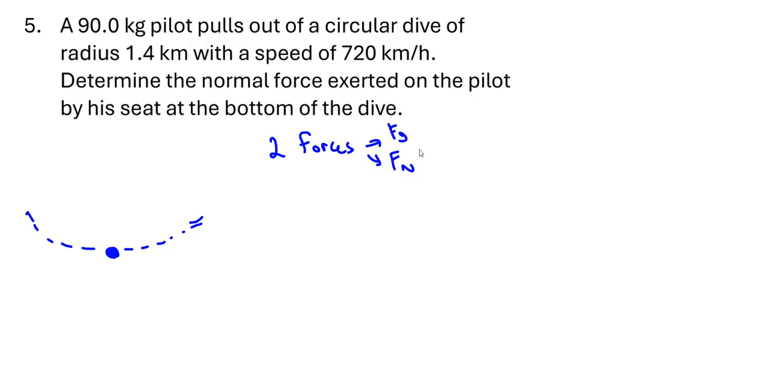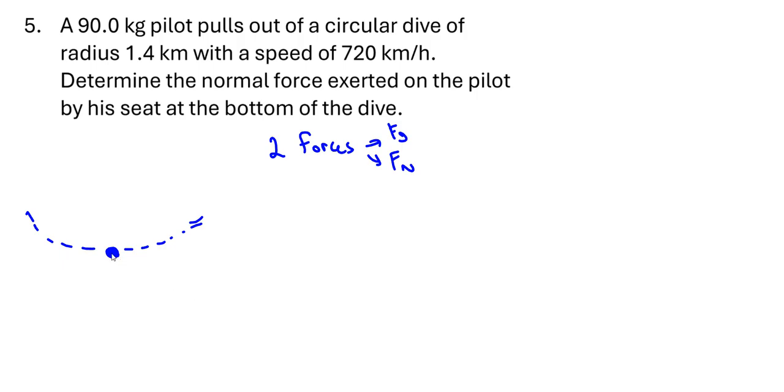If this was just the plane, instead of the normal force, we'd be looking at the force of lift, which is the wind as it flows over the wings, creating that force. But in this case, we're talking about the pilot. So it's the normal force of the seat pushing on their butt. So when they're going through this kind of dive at the bottom of the circle, they're going to really feel a lot of force, right? Kind of like that G-force video that we watched the other day.